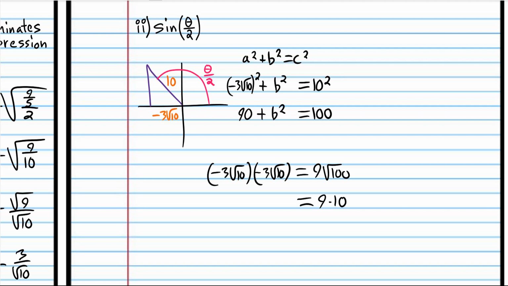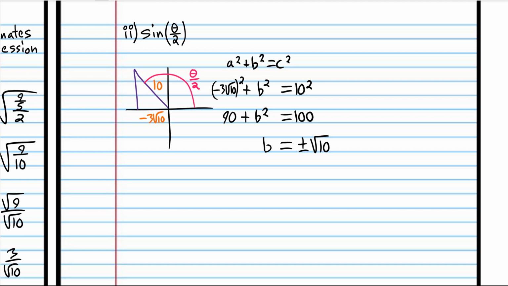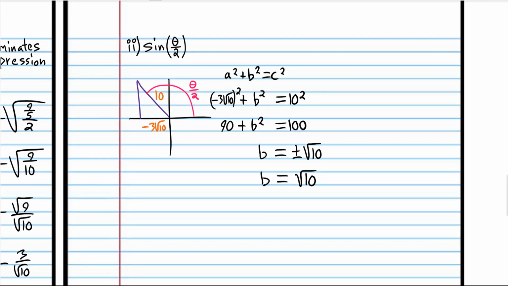So it may have been a while since we did some of this math, but that's how you would do that, because we have the commutative rule of multiplication. So now we're going to subtract, and we get b is equal to plus or minus root 10. And is b going to be positive or negative? Well, we can see looking at the triangle that b has to be positive because that side is above the x-axis.